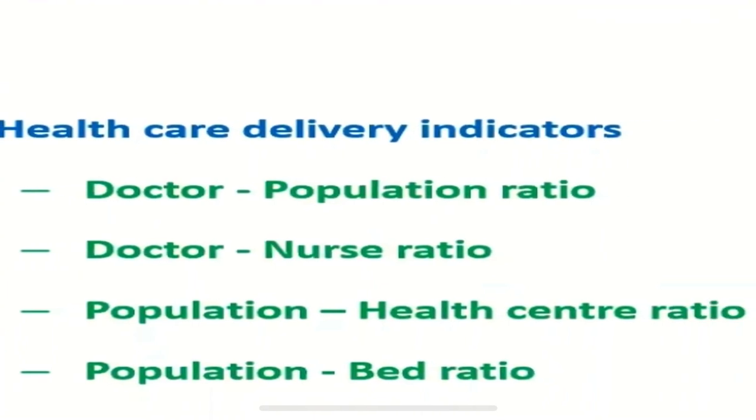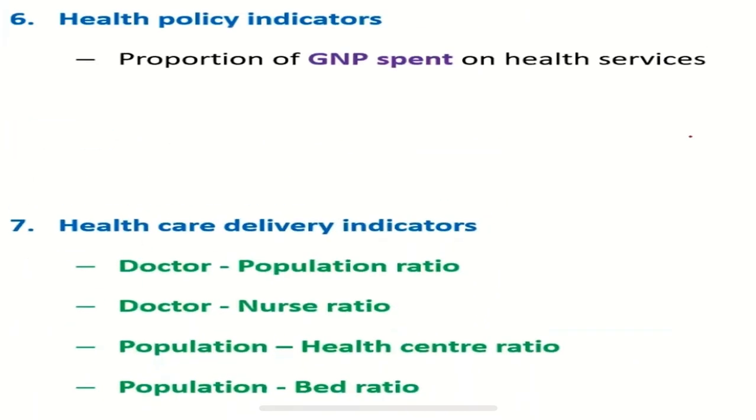Moving on to the healthcare delivery indicator. In the healthcare delivery indicators, it gives us ratios: the doctor to population ratio, the doctor to nurse ratio, population to health centers, that is, you could consider a PHC or CHC, and the population to bed ratio. So we are done with the healthcare delivery indicators.